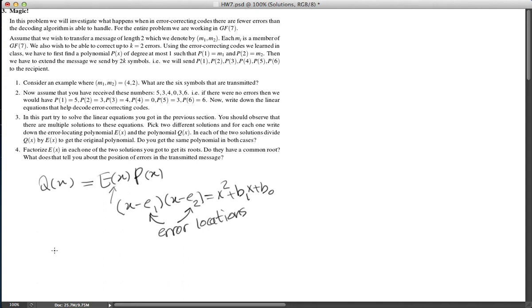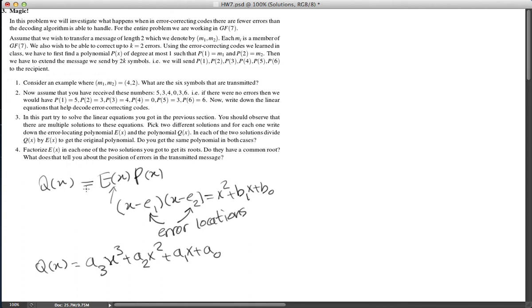As for q of x, p of x is a polynomial of degree 1, e of x is a polynomial of degree 2, so q of x has to be of degree 3. So we write it out as a3x^3 plus a2x^2 plus a1x plus a0.